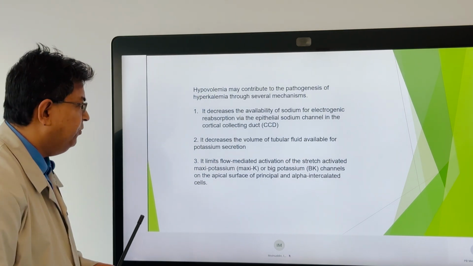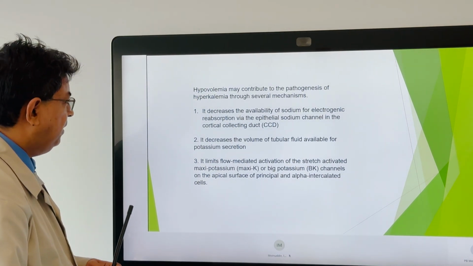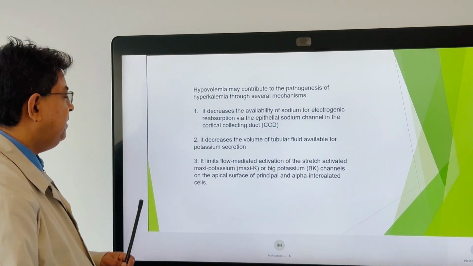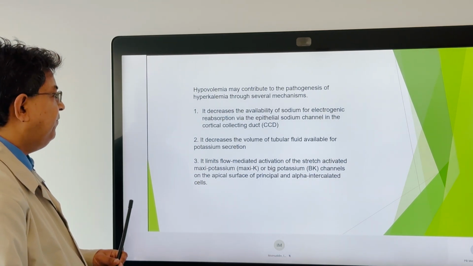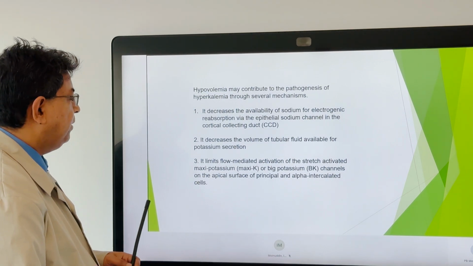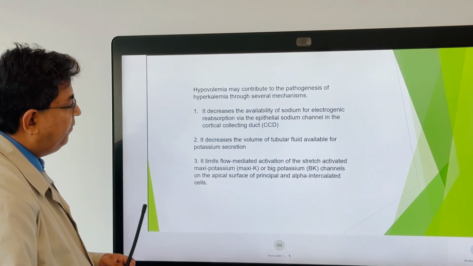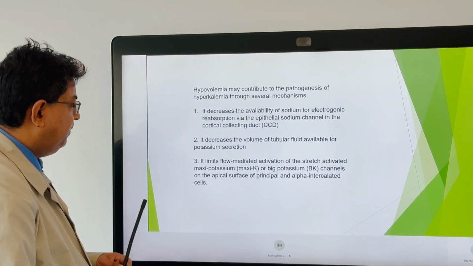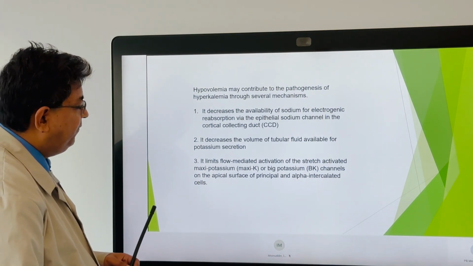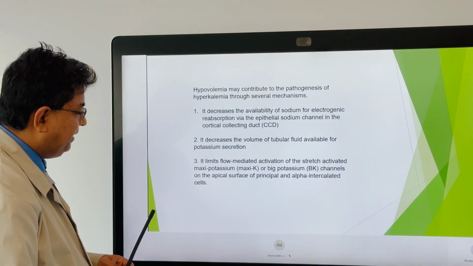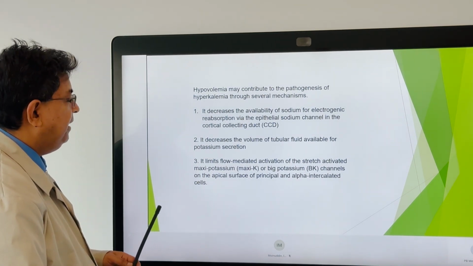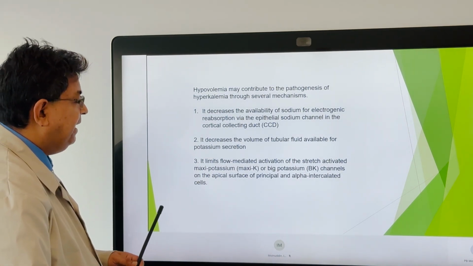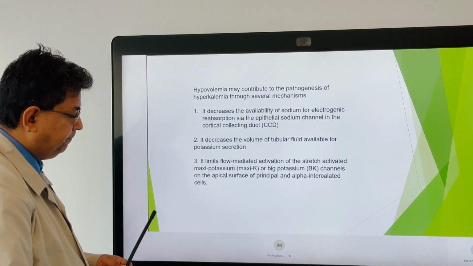Hypovolemia may contribute to the pathogenesis of hyperkalemia through several mechanisms. It decreases the availability of sodium for electrogenic reabsorption via the ENaC channels in the cortical collecting duct. It decreases the volume of tubular fluid available for potassium secretion. It limits flow-mediated activation of the stretch-activated MaxiK or big potassium channels on the apical surface of principal and alpha intercalated cells.